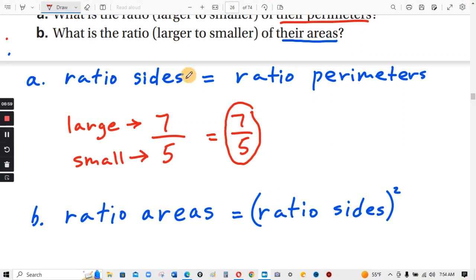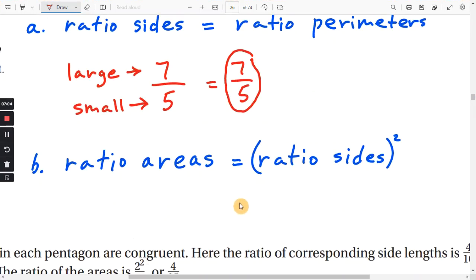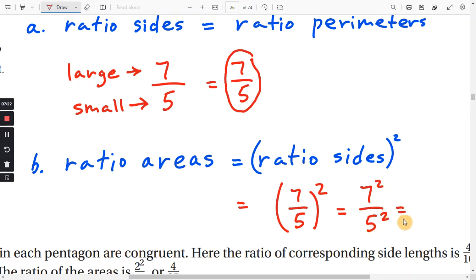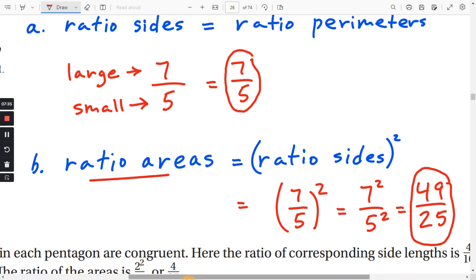All right, so we have the ratio of the sides from part A. That's 7 over 5. But we have to square that. When you square a fraction, you have to square the numerator and you have to square the denominator. 7 times 7 is 49. 5 times 5 is 25. So that right there is the ratio of the areas.